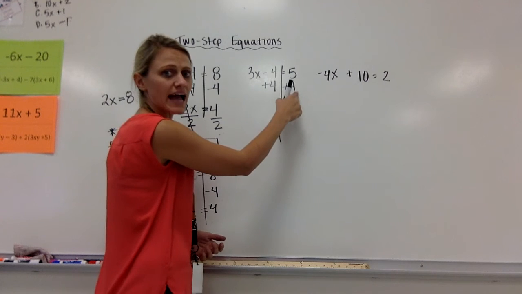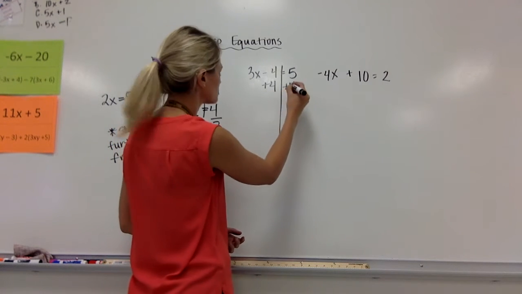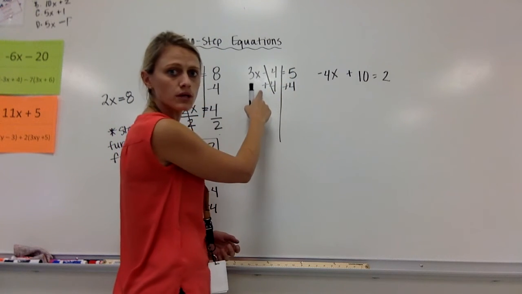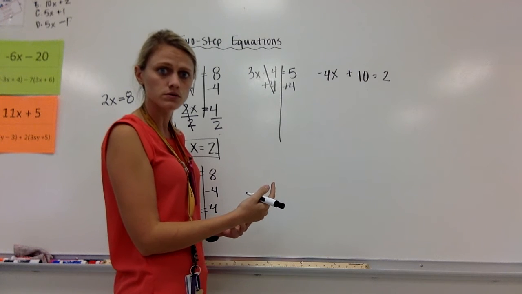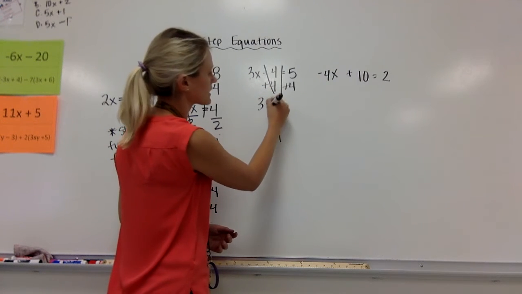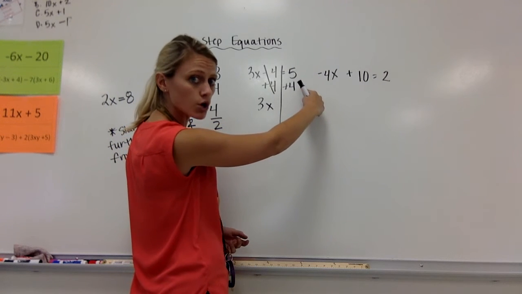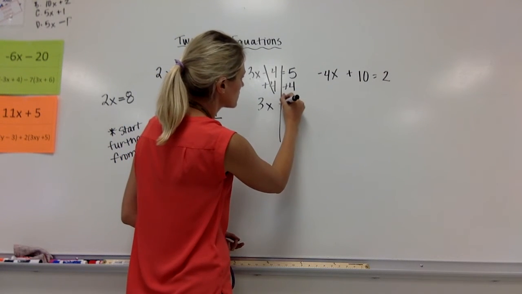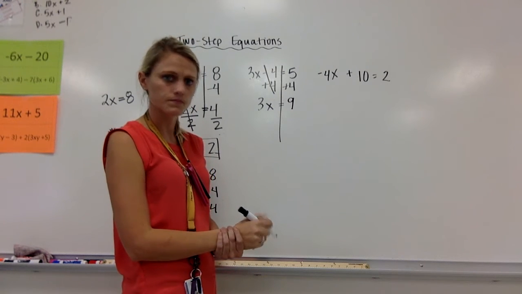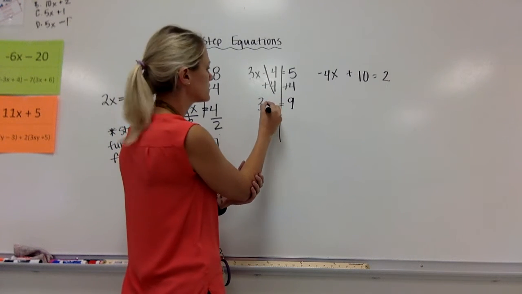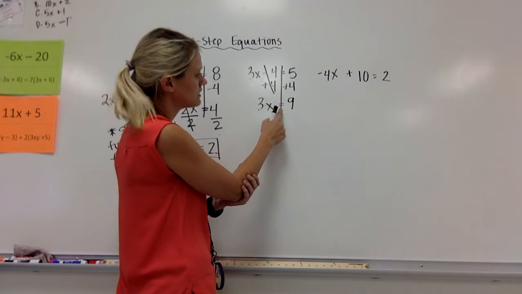Whatever I do on this side, I have to do on this side. Okay? Minus 4 plus 4 cancels. That's 0. I'm left with a 3x over here. 5 plus 4 is 9. Now I'm left with 3 times x equal to 9.